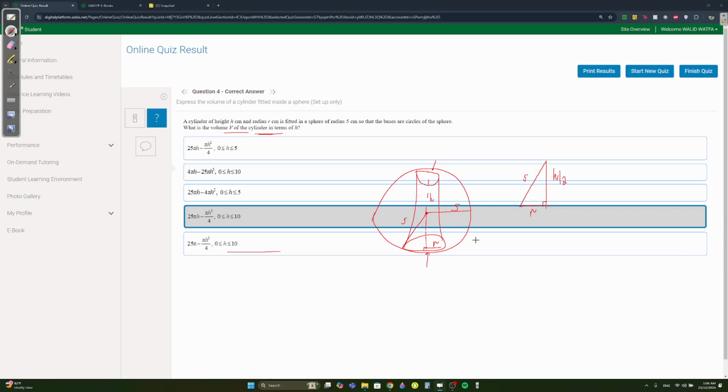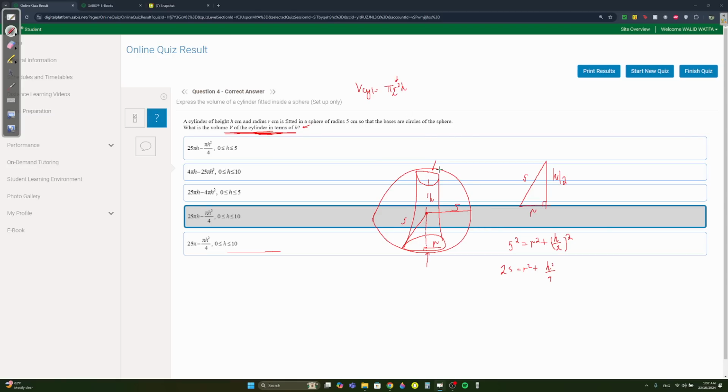Do Pythagorean theorem. What do you get? 5 squared is equal to r squared plus h over 2 squared. You get 25 equal to r squared plus h squared over 4. You want the volume of the cylinder in terms of h. What is the volume of a cylinder? Pi r squared h. They want it in terms of h. So they want to change r into something with h.